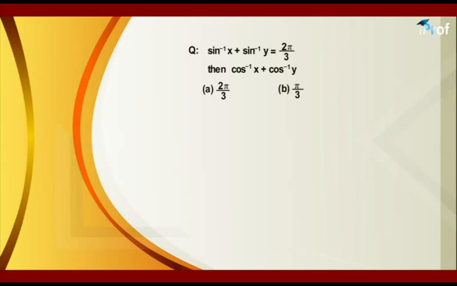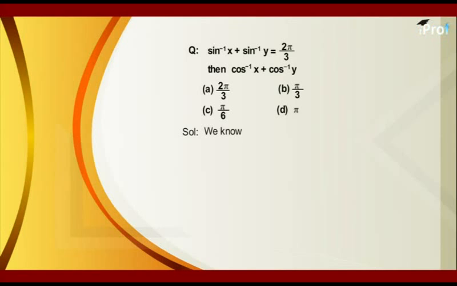Next question is, given that sine inverse x plus sine inverse y is equal to 2 pi by 3, then to find the value of cos inverse x plus cos inverse y, the choices are 2 pi by 3, pi by 3, pi by 6, and pi.